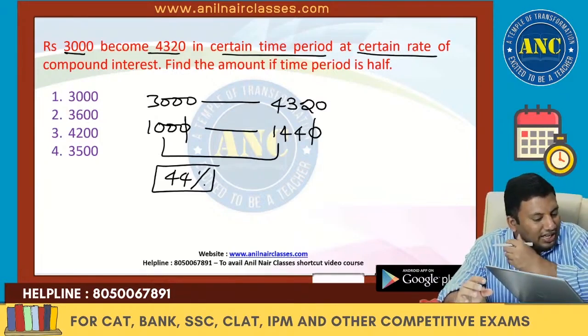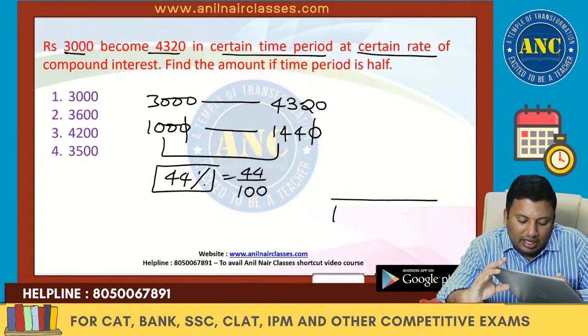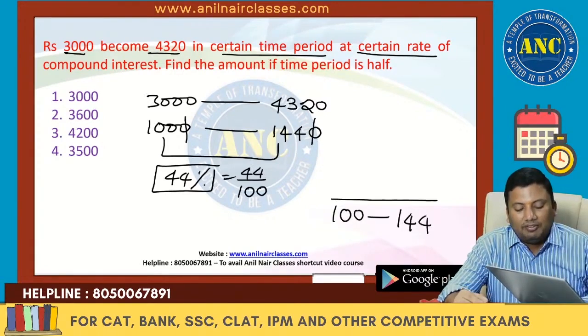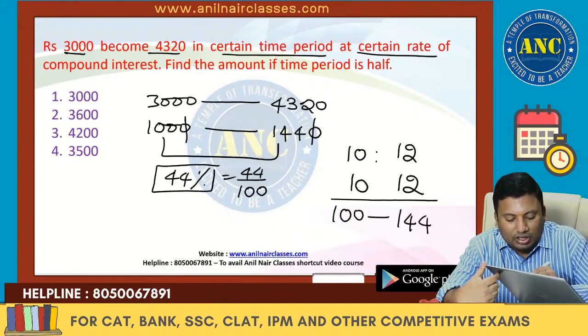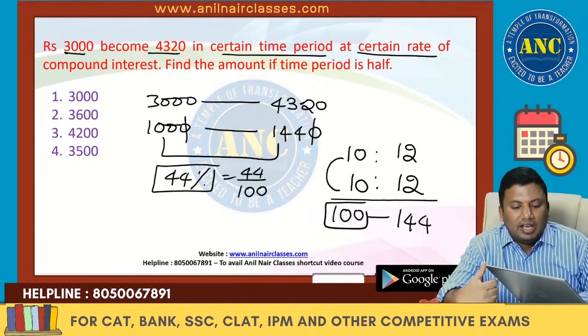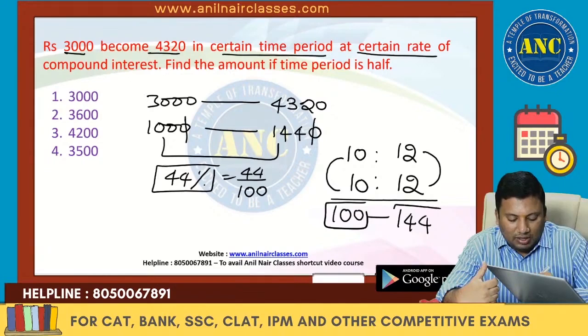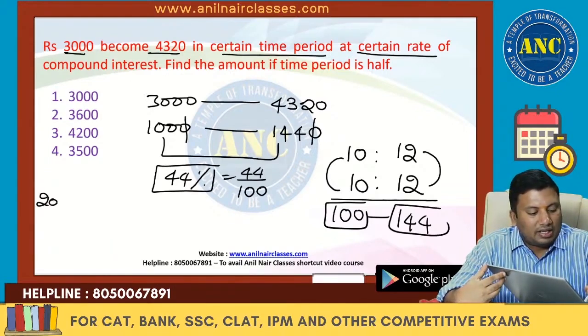Now if you see here, the change is nothing but 44 by 100. Initial value is 100. Final value is 144. That means definitely it is 12 into 12 and 10 into 10. Are you all with me? Because this multiplication gives 100, and this multiplication gives 144. That means it is nothing but 20 percent per year.